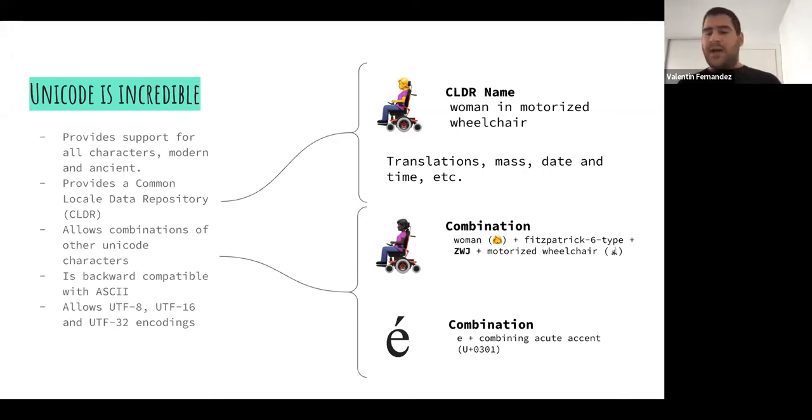And it's not only helpful for emojis, but also for everyday texting, like the everyday characters we use. For example, in Spanish, we use this letter that's the E with an accent. And this is a grapheme cluster as well, that is the result of a combination of the letter E plus a combining acute accent. That combining acute accent is another Unicode character.